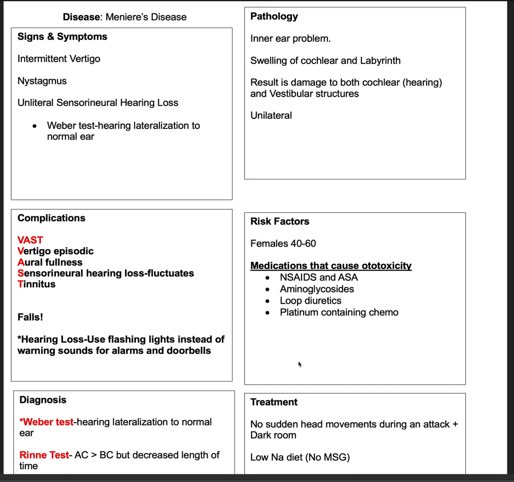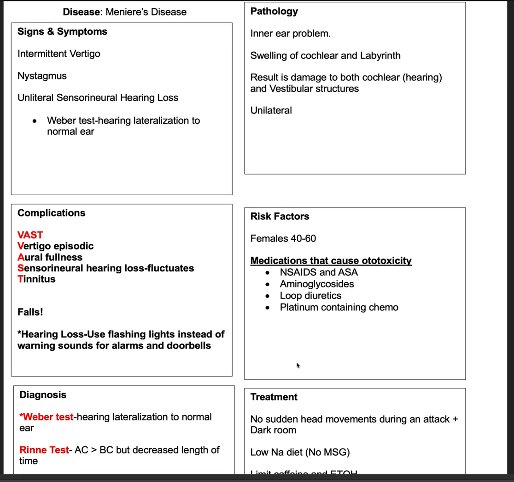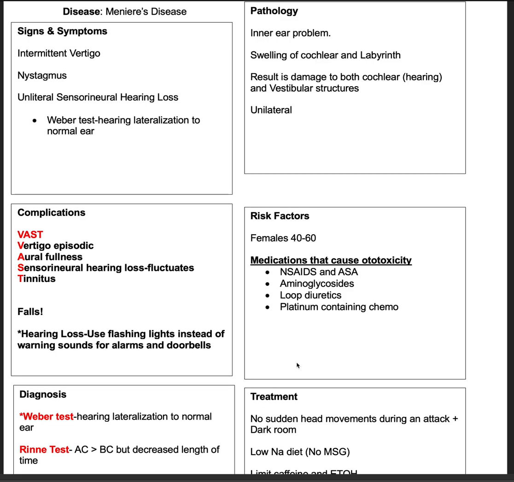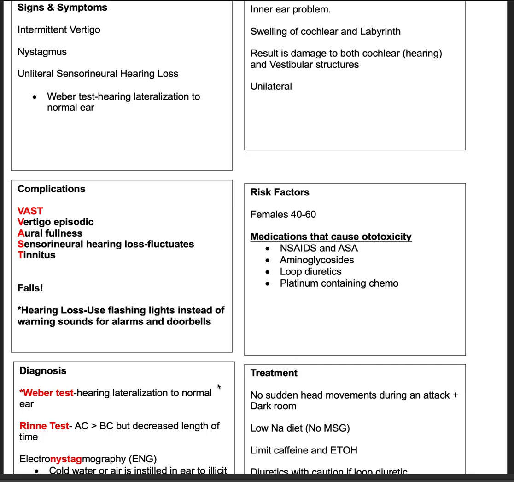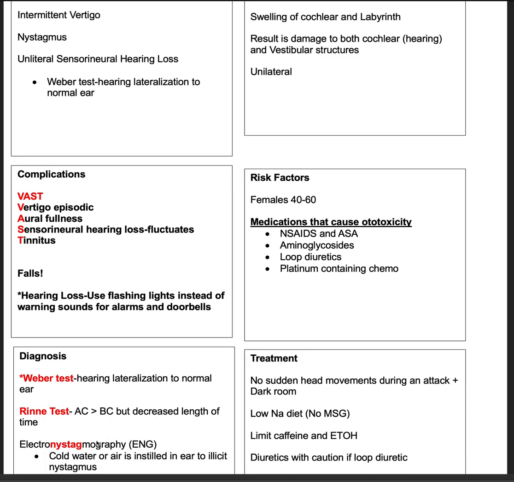Okay, the diagnosis. The Weber test I mentioned before. So the patient is going to hear lateralization to the normal ear, so the unaffected ear. The Rinne test, the air conduction is going to be greater than the bone conduction, which is a normal finding in the normal Rinne test, but there's going to be a decreased length of time for that to happen. They can also get something called an ENG. You don't really need to study this, I don't think, but I think you could figure out if you got this on NCLEX that this is to test for nystagmus. That's a test for nystagmus.